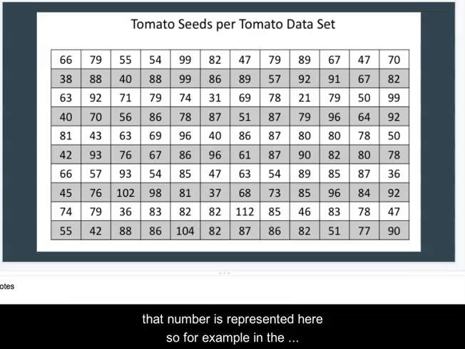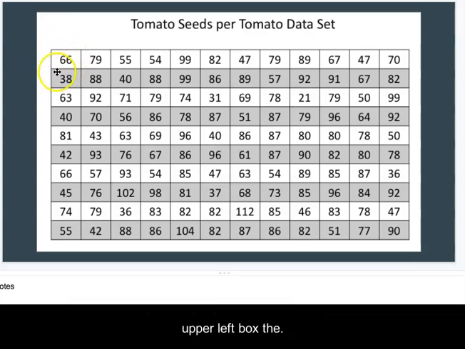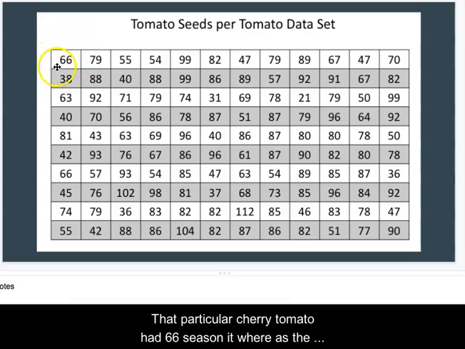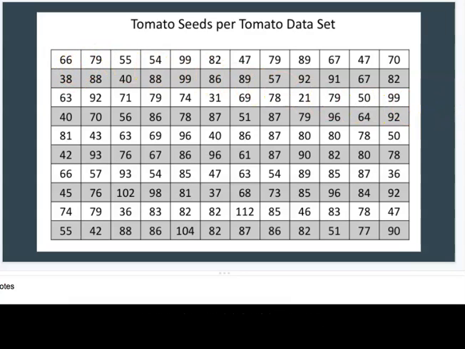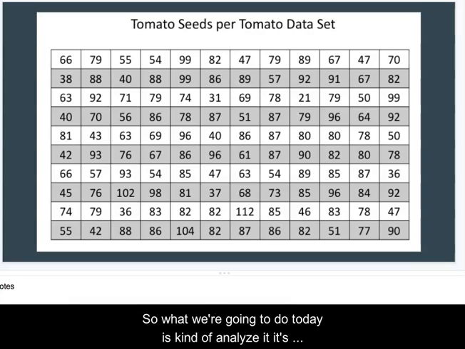So for example, in the upper left box, that particular cherry tomato had 66 seeds in it, whereas the one underneath it had 38 seeds in it. And you can see the spread of numbers is quite large. Some had a lot, some had a little. And all of these are interspersed among a group of cherry tomatoes. So what we're going to do today is analyze it.